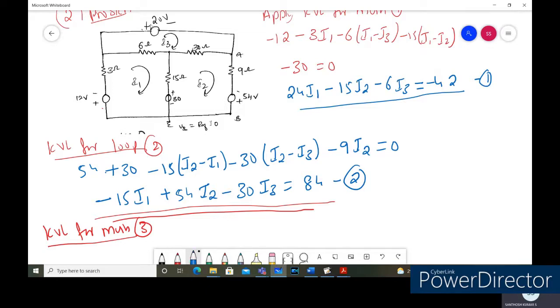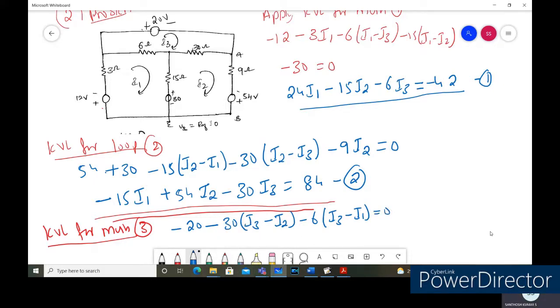Here, let us start from the 20 volts power supply. The current entering positive, leaving negative, is a drop in the voltage. So it's minus 20 volts, minus the drop across the 30 ohm resistor, so minus 30 into the two currents flowing here, I3 and I2, so I3 minus I2. The drop across the 6 ohm resistor is minus 6 into the two currents I3 and I1, so I3 minus I1, equal to 0.